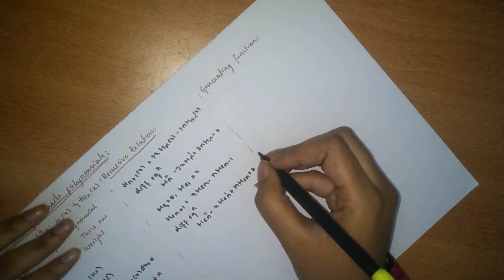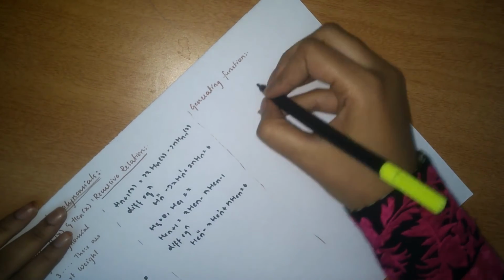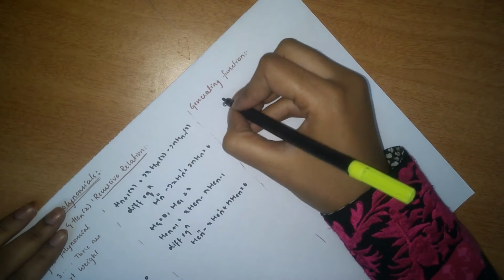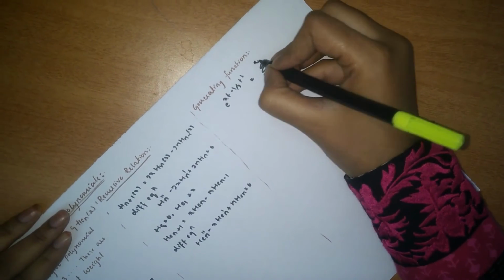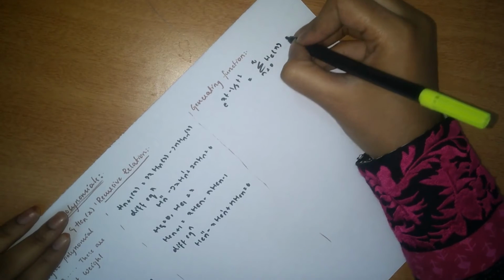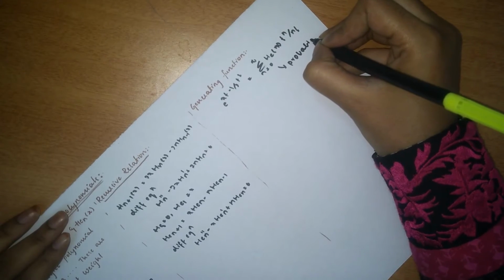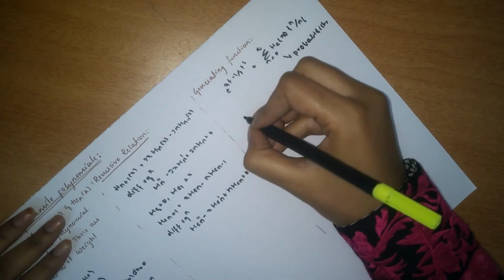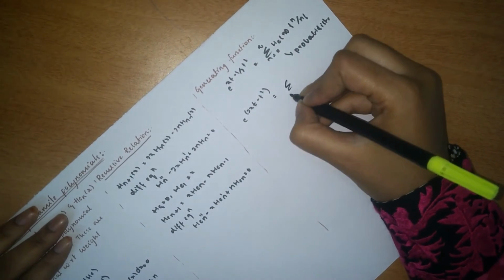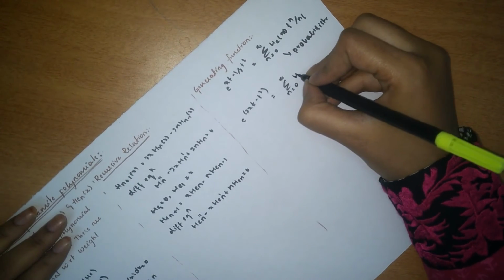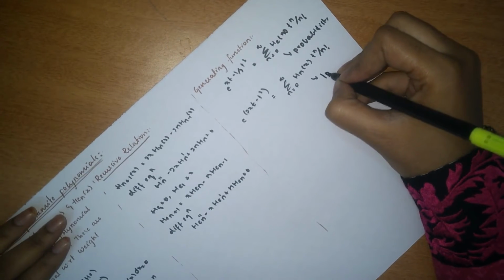Next comes the generating function. The Hermite polynomials are given by an exponential generating function, that is e^(xt - t²/2) equal to the summation over n equal to 0 to infinity of He_n(x) t^n / n!. This is for probabilists. And next, e^(2xt - t²) equal to the summation over n equal to 0 to infinity of H_n(x) t^n / n!, and this is for physicists.